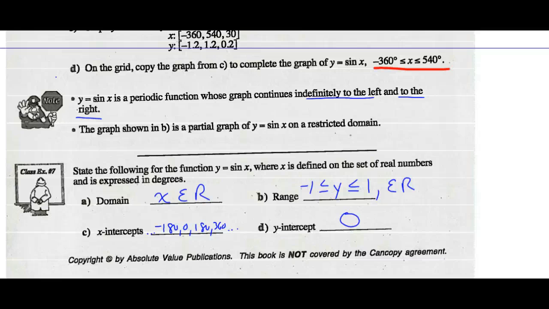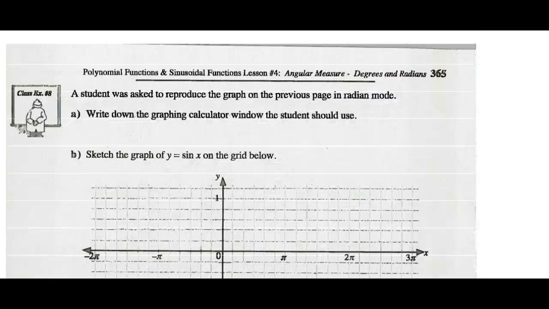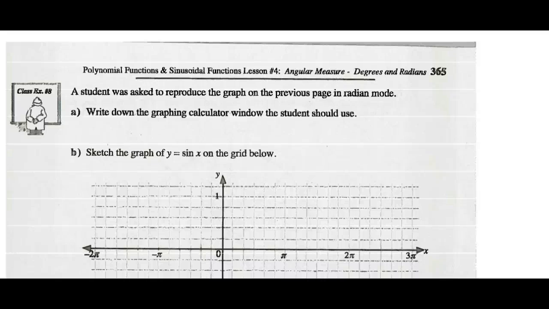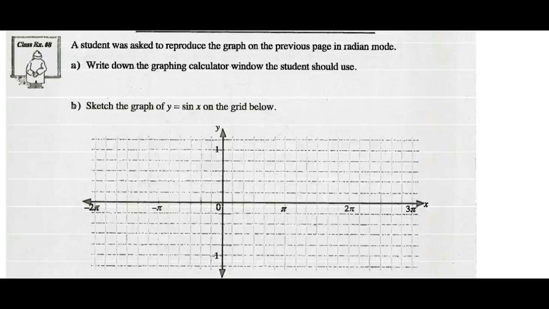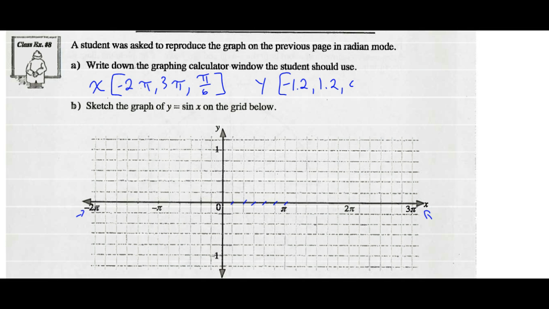Example 8. Next page. A student was asked to reproduce the graph on the previous page in radian mode. Write down the graphing calculator window the student should use. Luckily we've got it in our notes here. Our X window should go from negative 2 pi to positive 3 pi. The scale is tough to say, but how many ticks are there between 0 and pi? 1, 2, 3, 4, 5, 6. So each tick should be a sixth of pi, or pi divided by 6. And our Y window is the exact same one we had: from negative 1.2 to positive 1.2 by a scale of 0.2.